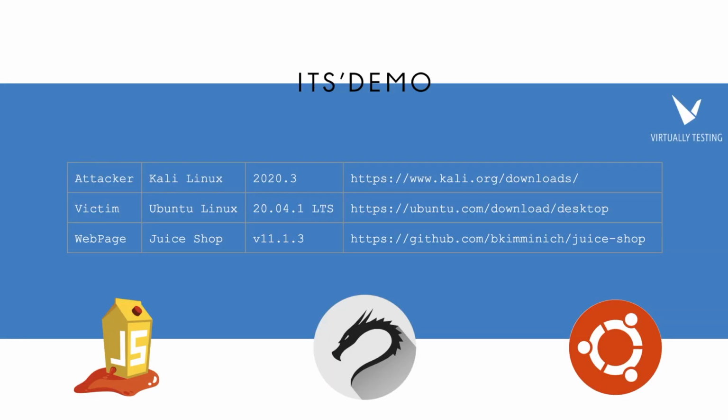As part of this session, we will be showing you a demo where we will show the importance of a network-based firewall and a web-based firewall. For our demo, we are using Kali Linux to simulate an attacker machine. We're using Ubuntu Linux to simulate a victim web server. And lastly, we're using OWASP Juice Shop for a vulnerable web page.